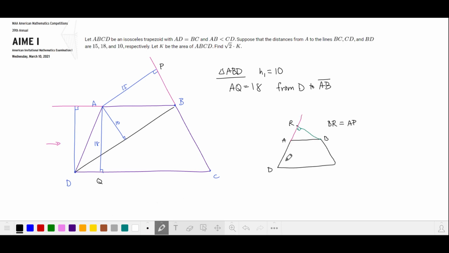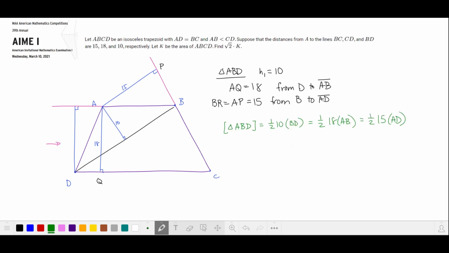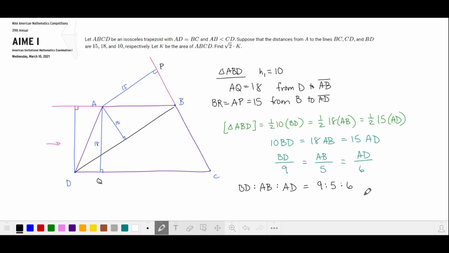If I extend the side AD past A and then draw a perpendicular from B to R, notice that this distance from B to R is the same as the distance from A to P because of the symmetry of our isosceles trapezoid. So AP is actually the height of our triangle ABD from vertex B to side AD. We can write the area of triangle ABD in terms of our three heights and our three side lengths. Multiplying by 2 and dividing by 90, we have this ratio.